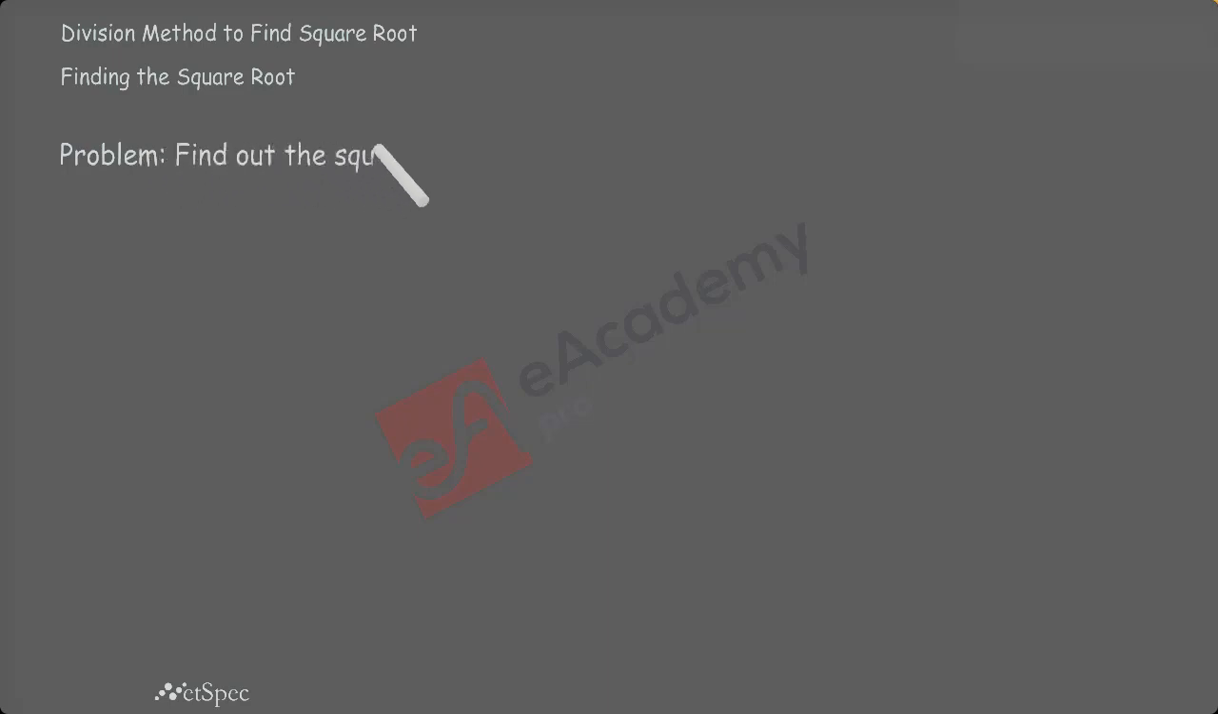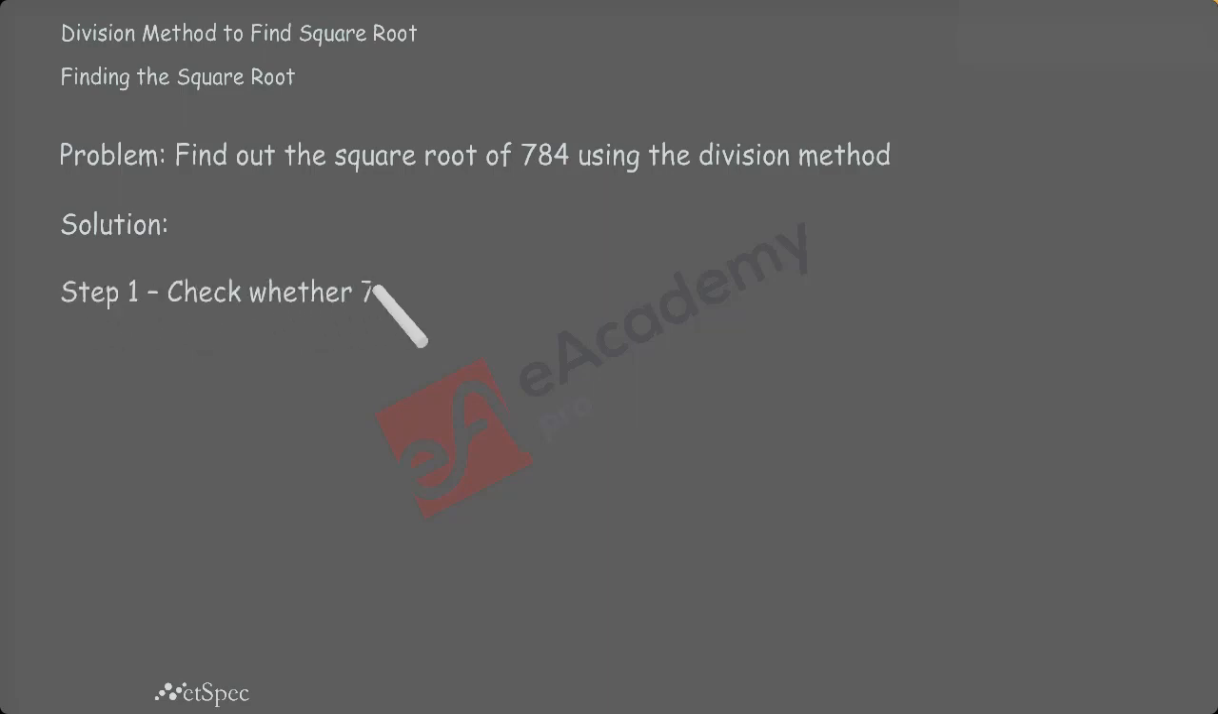Consider a number 784. Now, we don't know if this number is a perfect square or not a perfect square. To find out, we can apply a method which is called the division method. We don't know whether the given number is a perfect square or not because 784 is ending with 4. Some of the perfect squares end with 4 and some of the perfect squares do not end with 4.